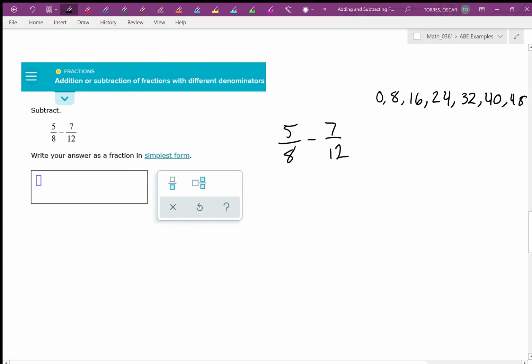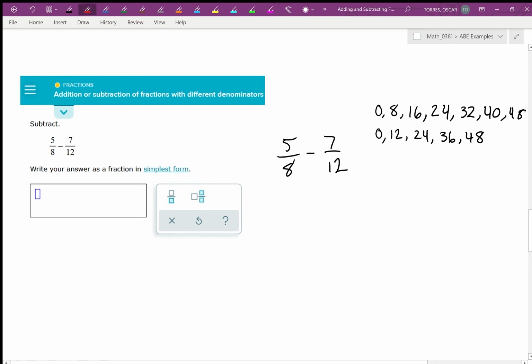So those are my multiples of 8. My multiples of 12 would be 0, 12, 24, 36, and 48. I could keep going, but that should be enough numbers. So now I need to look for the lowest number that's shared between both this top list and this bottom list. So there's two values that are shared. There's a 24 and a 48. But because we're finding the least common denominator, we want to go with the lowest possible value that's shared between the two multiples. So we're actually going to go with 24 in this one.